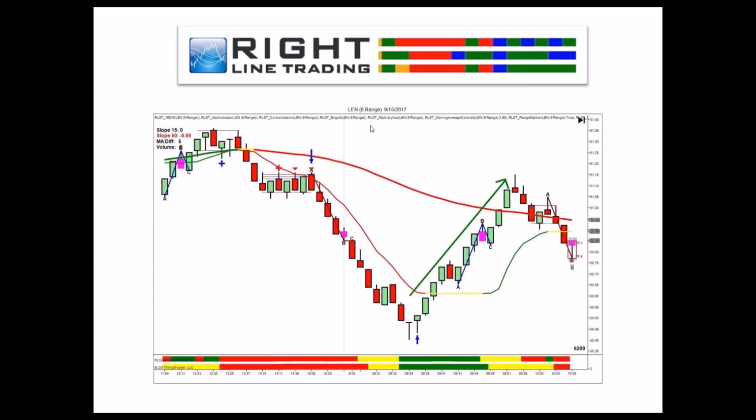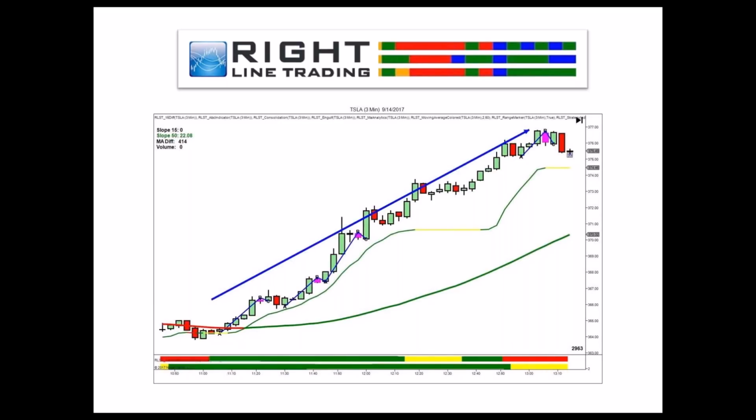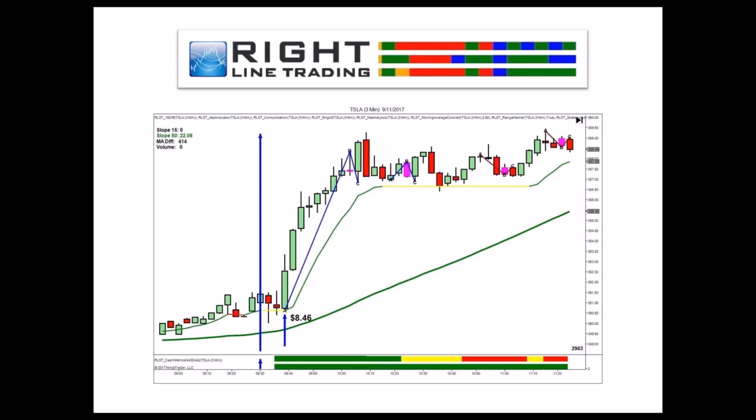And here is Lennar. There's a signal out of consolidation. You've got the cash metrics, and you've got a perfect short. And here's your perfect long and up. Now it gets redundant, and here's Tesla, right up. And here's Tesla again, trading a gap.